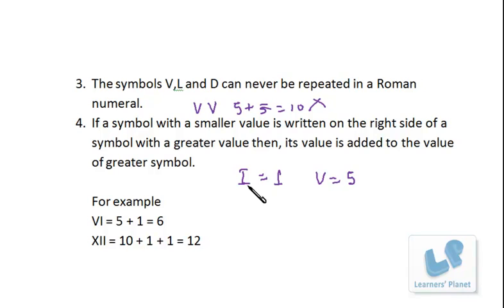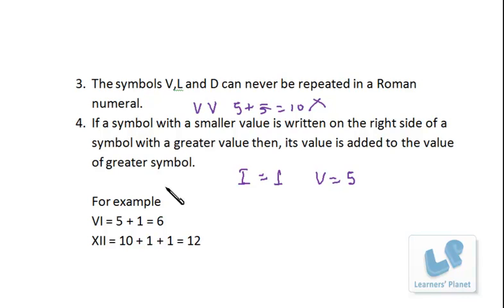So if we write I to the right side of V, that means the values of both of them will be added. It's I written on the right side of V. That's why we are adding the value of V and I, that is 5 plus 1, 6. Similarly, here we see it's X, I and I. The value of X is 10, I represents 1 and further I represents 1, and both the I's are written on the right side of X. That means the value of each I will be added to X. So it's 10 plus 1 plus 1, that is 12.